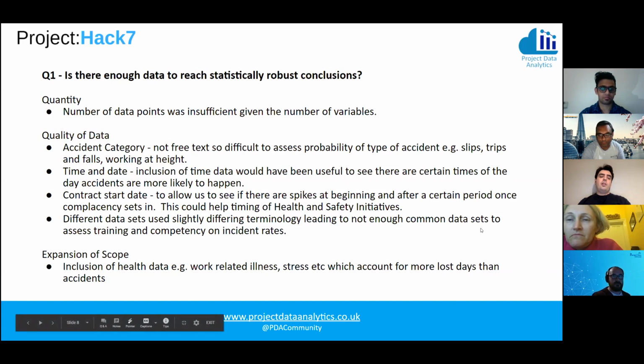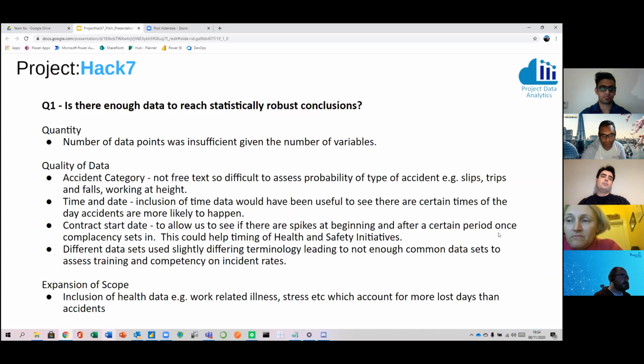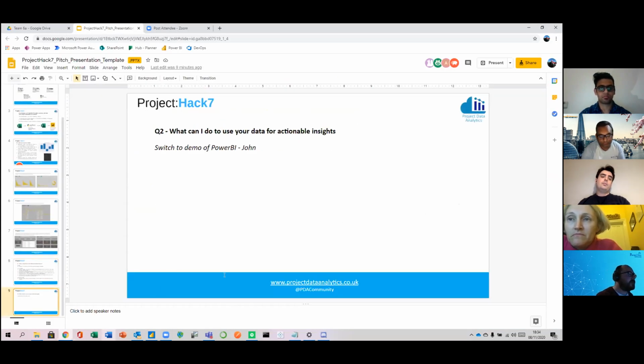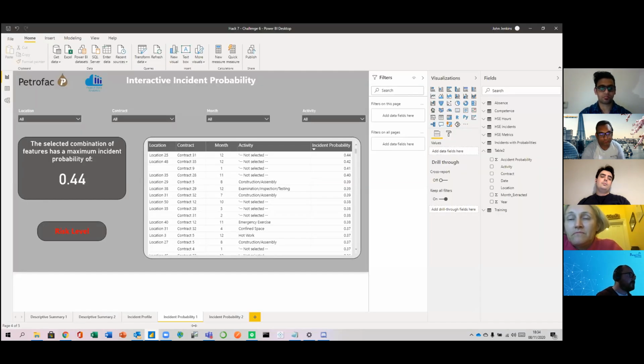The scope of this analysis could be extended to include health data and work-related illness, which could be useful for health and safety to expand the scope of this data set. And then the final question was, how can this be utilized by someone in management, for example?